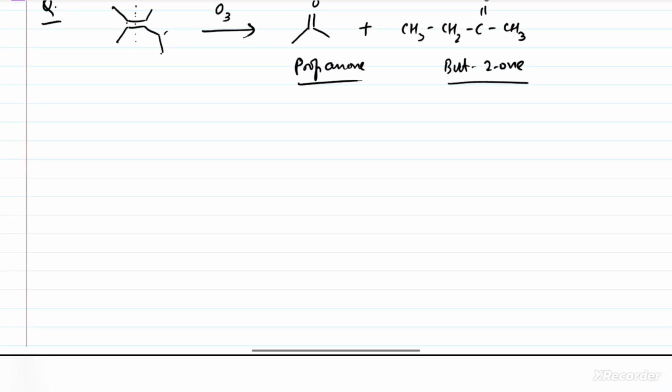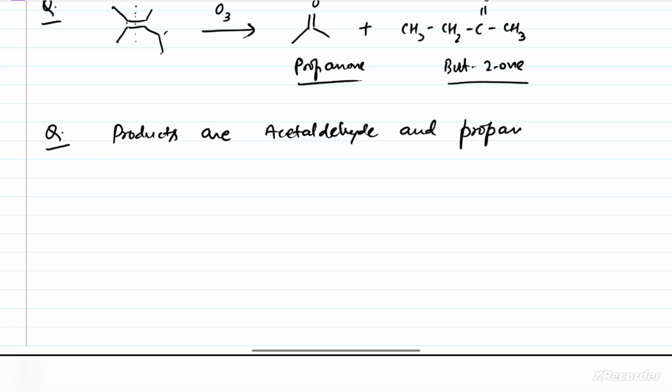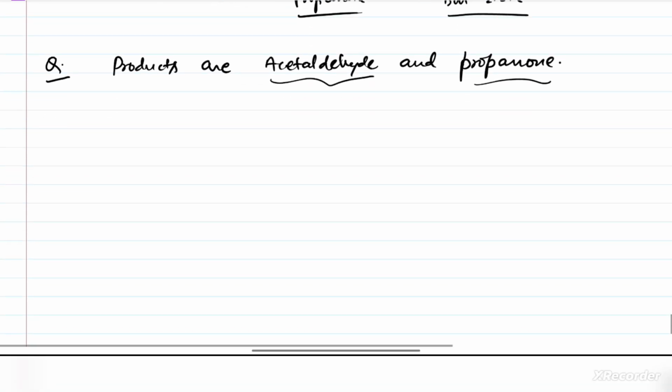Fine. Now reverse it. There are many questions which say the ozonolysis products are, like, acetaldehyde and propanone. So some compound gives acetaldehyde and propanone upon ozonolysis. Now you have to write the alkene.